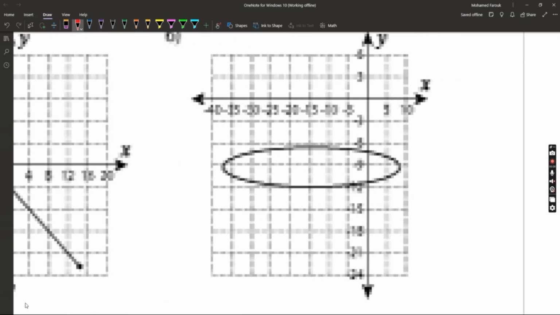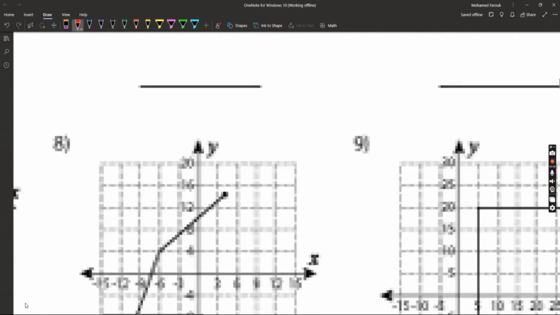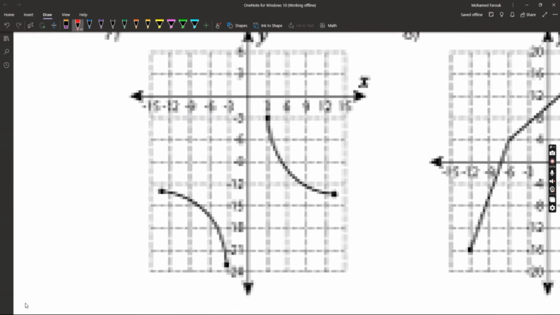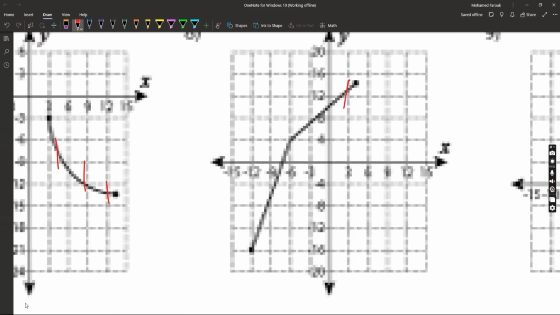Okay, this one obviously is not a function because there's a vertical line that intersects this curve at 2 points. Next one. Okay, this one looks like a function. Each vertical line intersects the curve only one time, so it's a function. This one is also a function. All the points are intersected only one time, so it's a function.